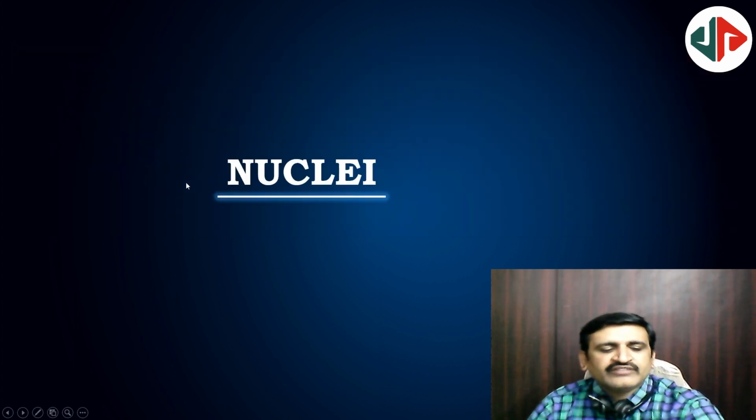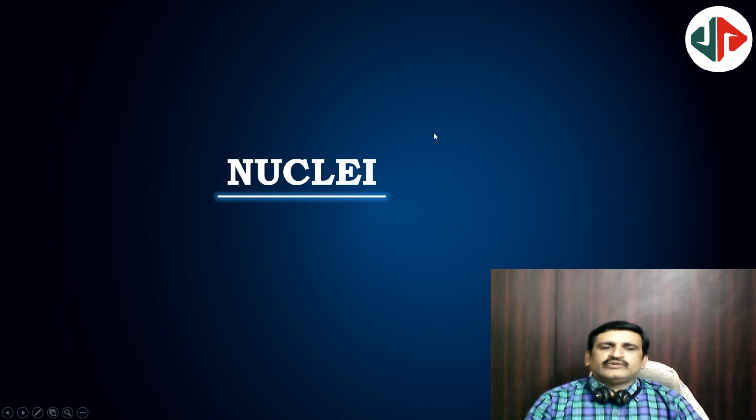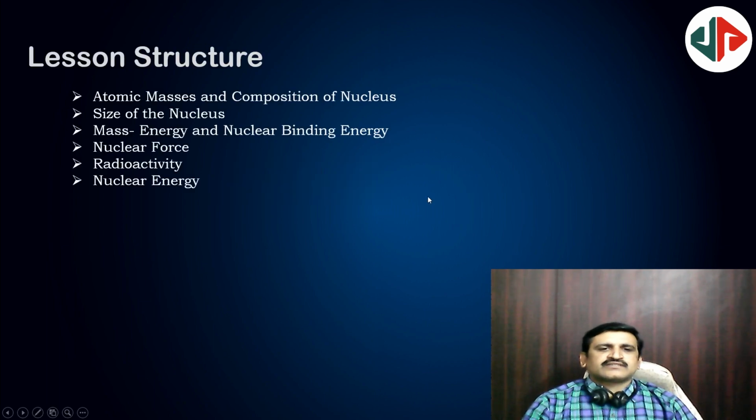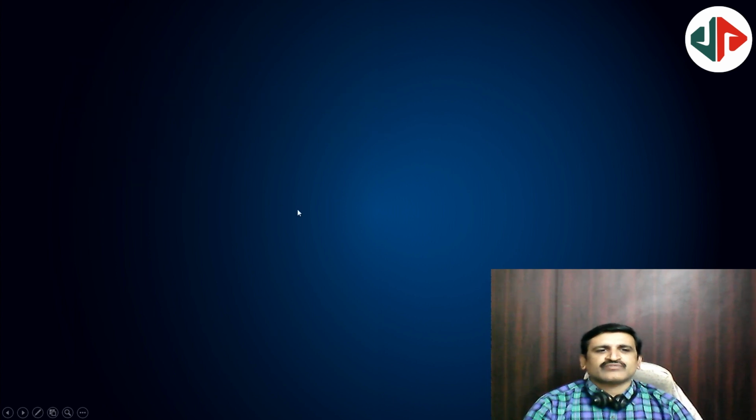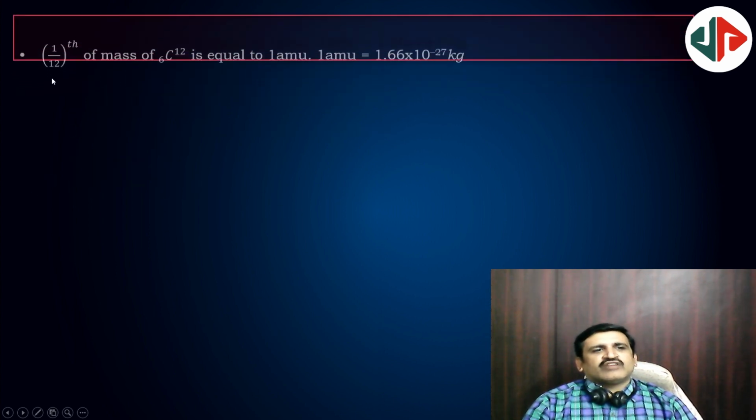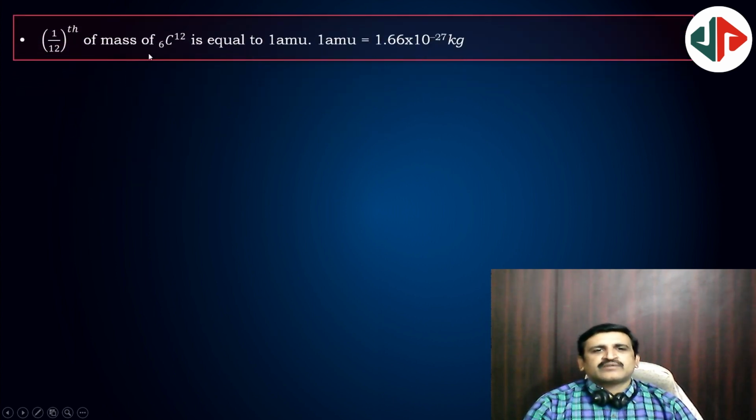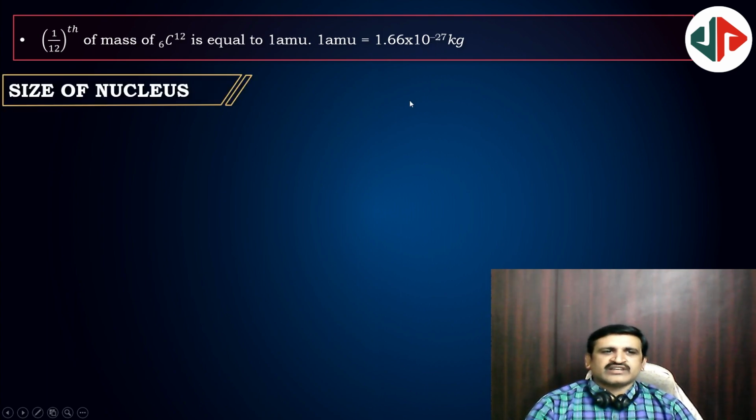Now we are going to discuss nuclei. The lesson structure is: atomic masses and composition of the nucleus, size of the nucleus, mass-energy relation, binding energy of course, nuclear force, radioactivity, nuclear energy. These things we are going to discuss. 1/12 of the mass of a carbon atom is known as one atomic mass unit. Its value is 1.66 into 10 to the power of minus 27 kg.